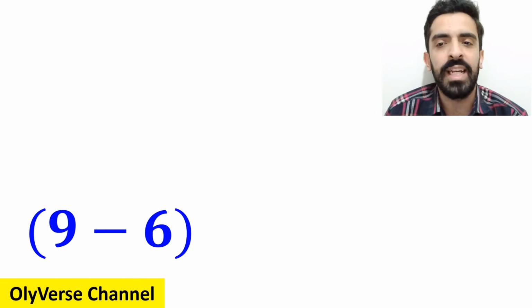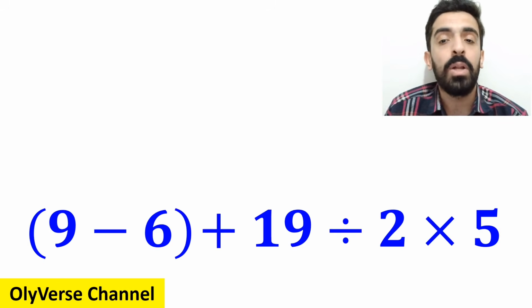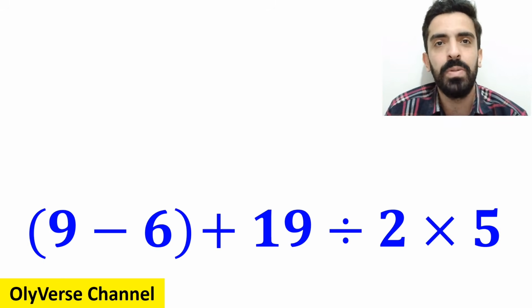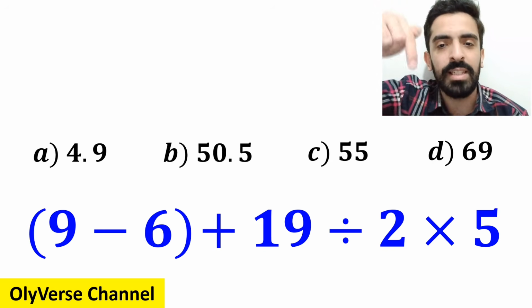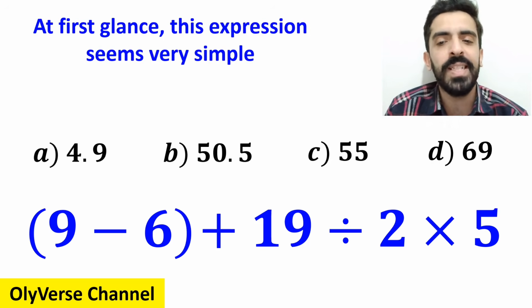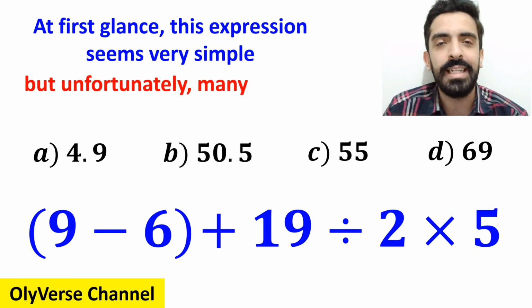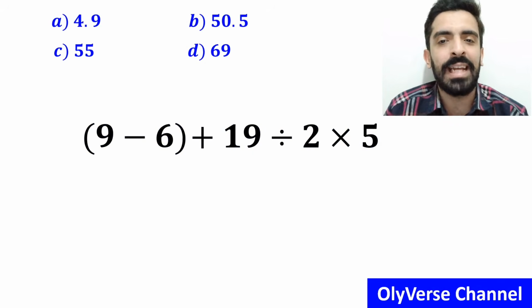What is the value of the expression (9 - 6) + 19 ÷ 2 × 5? Which option do you think is the correct answer to this question? At first glance, this expression seems very simple, but unfortunately, many people get tricked. Let's break it down and solve it together.